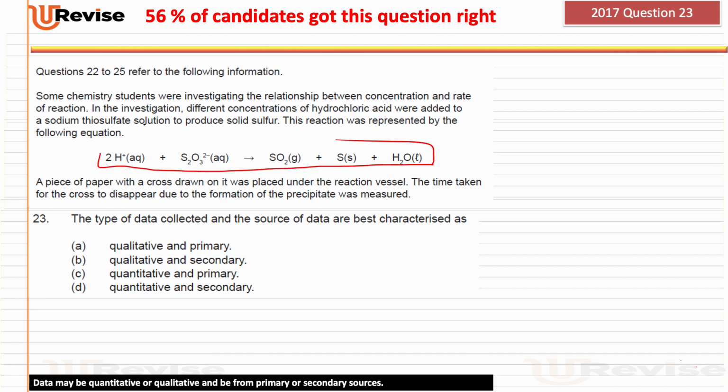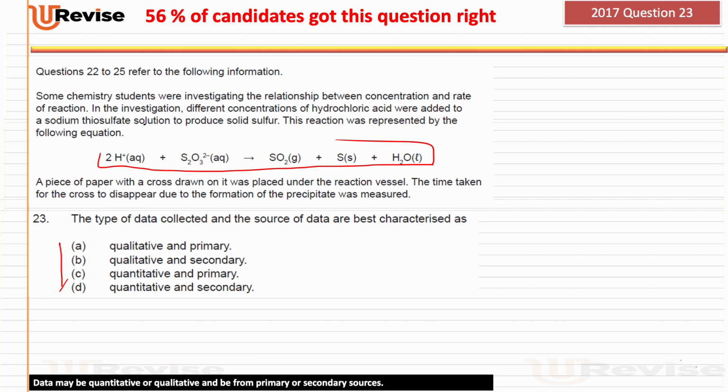It goes on to read, a piece of paper with a cross drawn on it was placed under the reaction vessel. The time taken for the cross to disappear due to the formation of the precipitate was measured. The type of data collected and the source of data are best characterized as. So we'll come back and look at this.